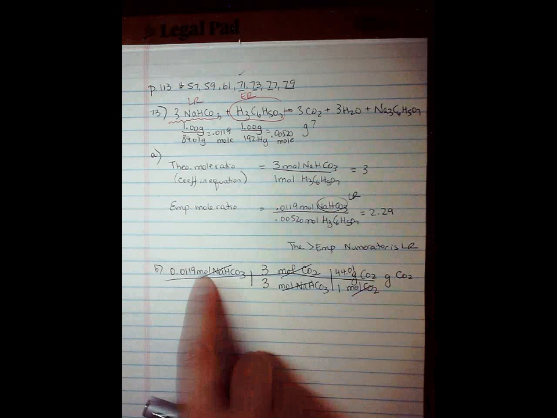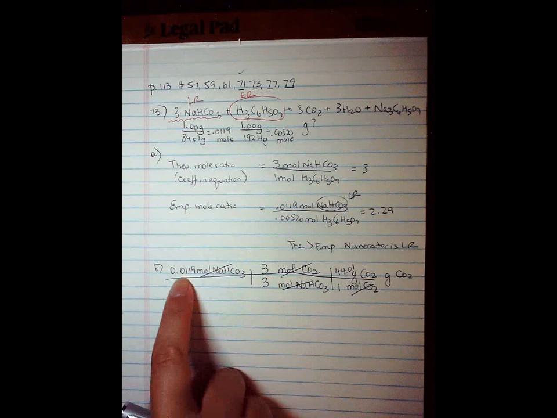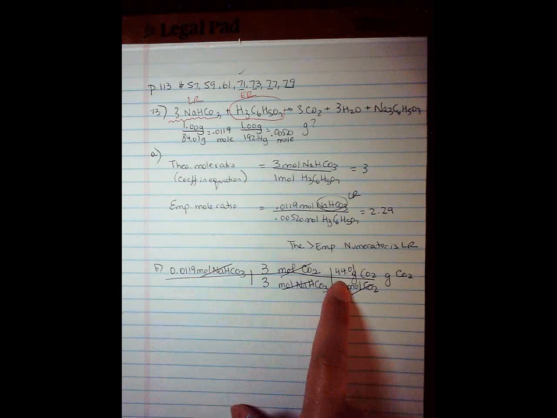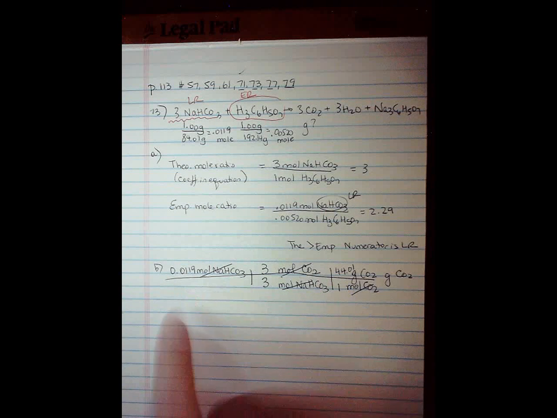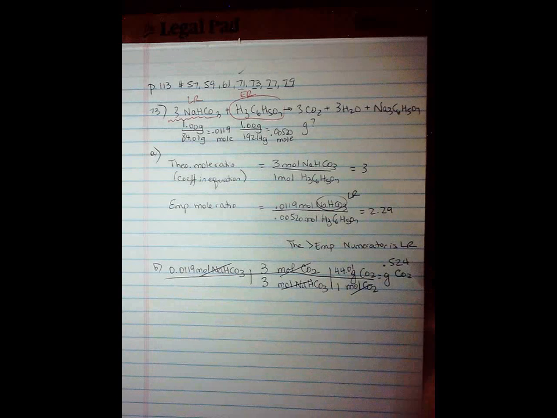So you should recognize now that 3 over 3 is equal to 1, right? So really all I have to do on the calculator is type in 0.0119 times 44.01. If we do that, and we round out our answer to 3 significant figures, the answer should be 0.524 grams of CO2. All right, so that's how much carbon dioxide I make. Okay, part C.